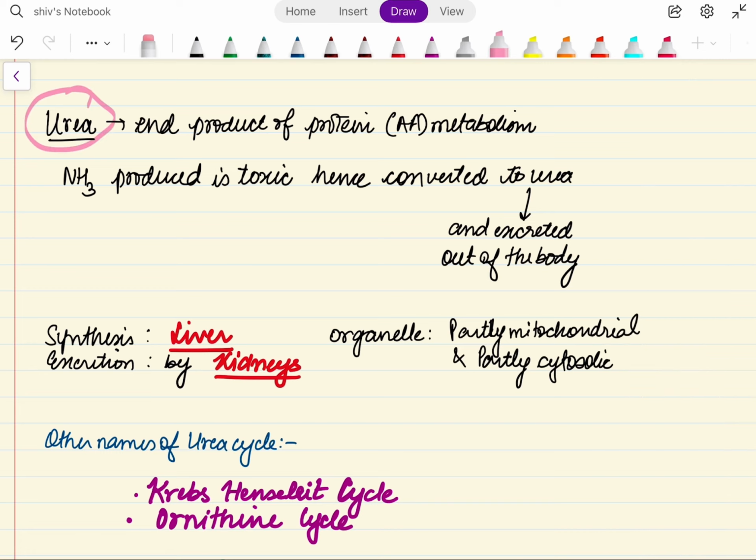Urea, as you all know, is the end product of protein or amino acid metabolism. And ammonia produced in the metabolism is toxic. You very well know that. Hence, it is converted to urea. And this urea is excreted out of the body.